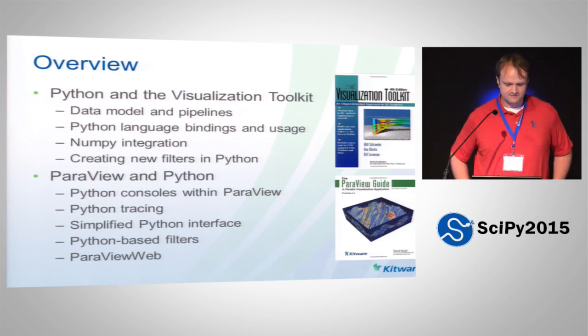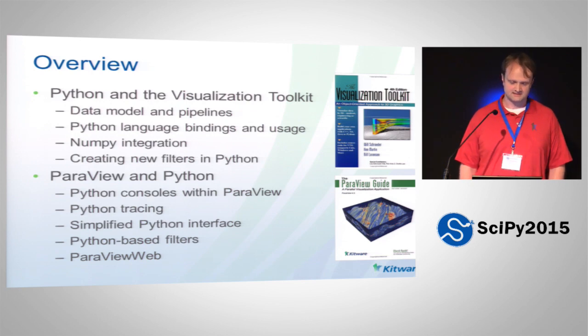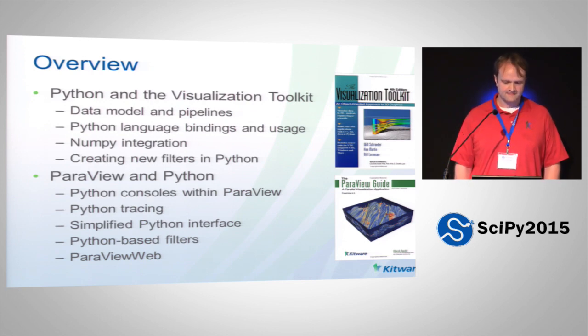All right, so to give you an overview of my talk, I'm going to be spending the whole time talking about Python and its relationship with the visualization toolkit. I'm going to give a quick intro to the data model and kind of algorithmic structure in VTK. We'll talk about the Python language bindings available for VTK, some Numpy integration, and how you might create new VTK filters in pure Python. And I'll switch over to talk about ParaView, which is built on VTK and offers a lot of integration with Python.